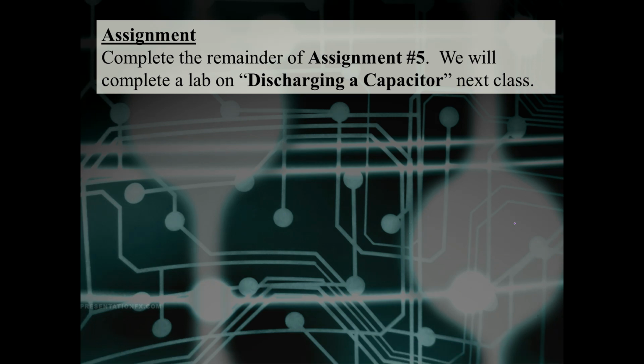All right, so there are no new questions from assignment number 5 from this lesson. So I've just said make sure to complete the remainder of assignment number 5. However, the material to reinforce this is going to be a lab, the RC circuits lab. So start on that lab right now, and then we'll finish the lab in the next class. And I'll talk to you then.